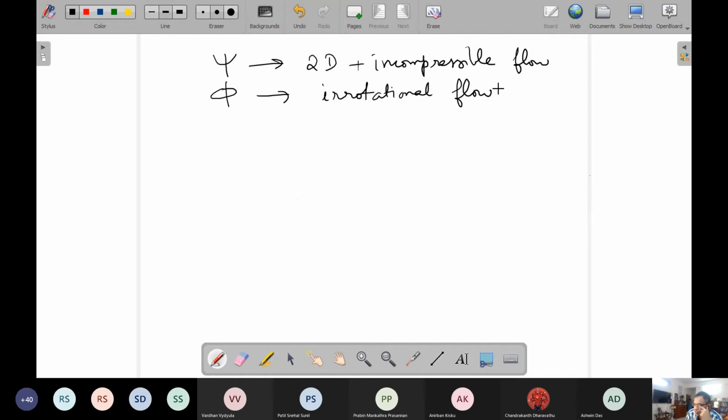Now, just to put up a comparison between the two parametric forms, we need to find out cases where both are defined. Then only we can put up a comparable platform or comparable basis for that, and then that common restriction is two-dimensional plus incompressible plus irrotational.